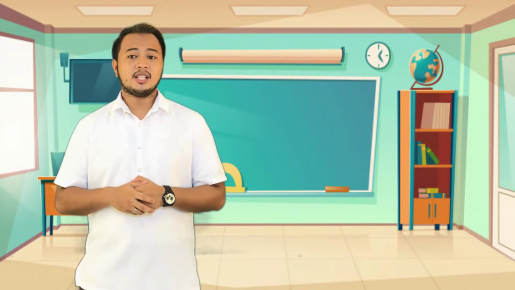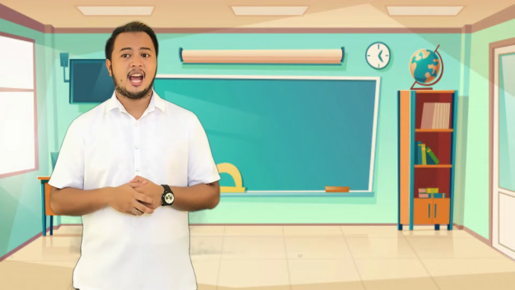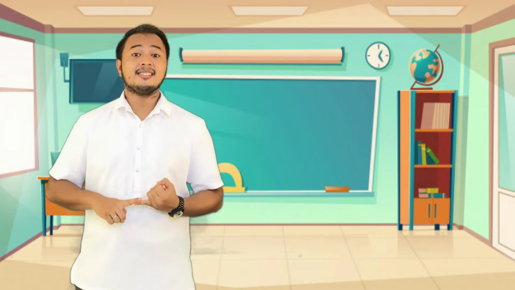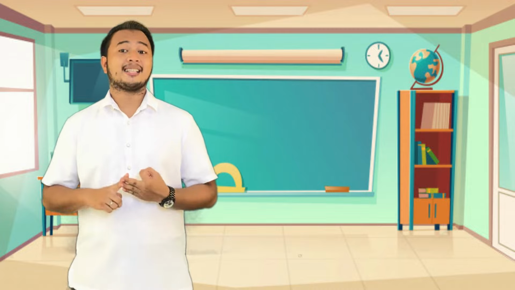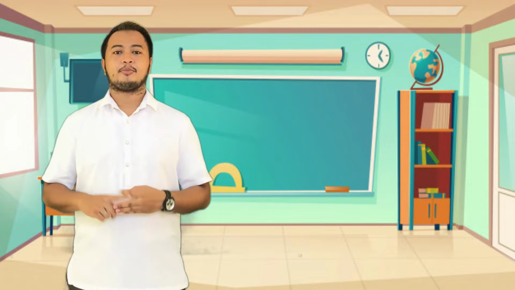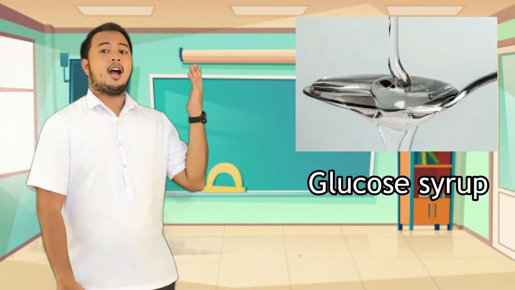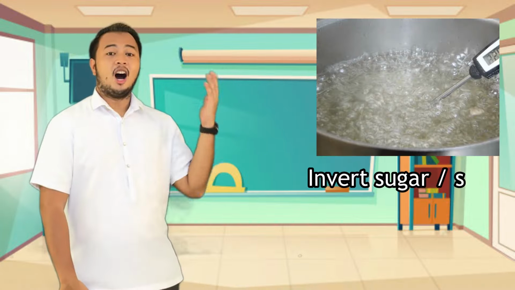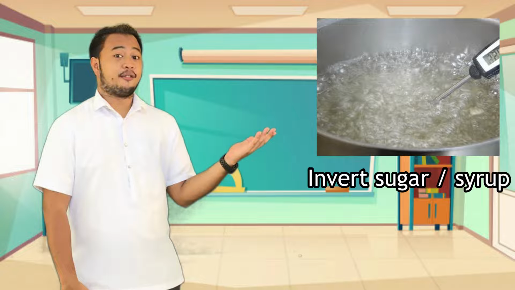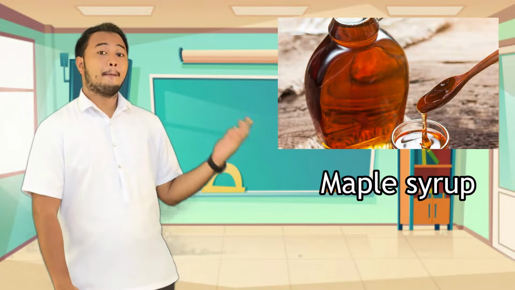Some liquid sweeteners are made from sugarcane. Others are derived from plants, grains, or from activities of the bees. Examples of liquid sweeteners are corn syrup, glucose syrup, invert syrup or invert sugar, honey, malt syrup, and maple syrup.